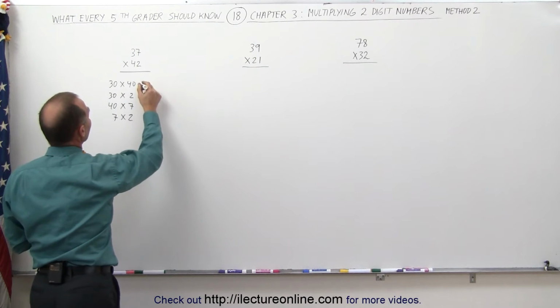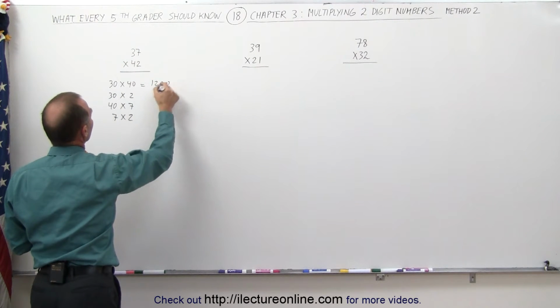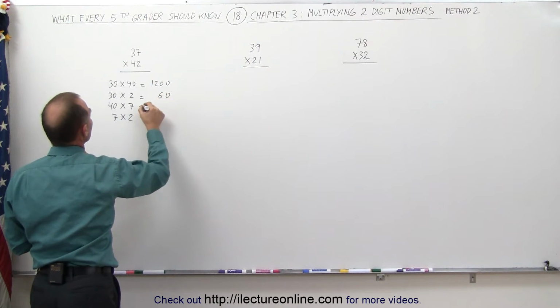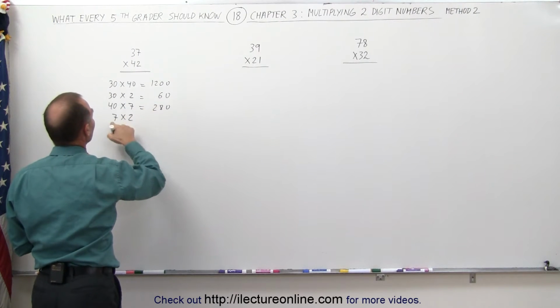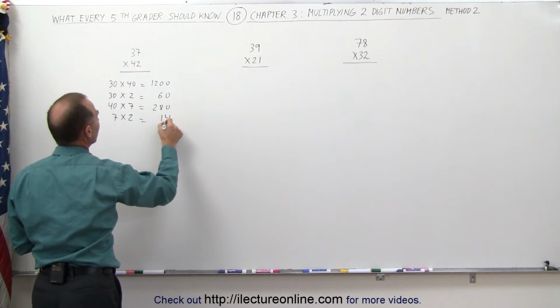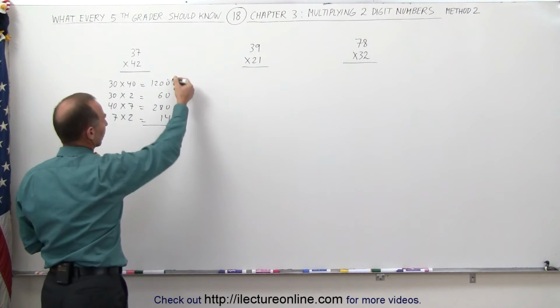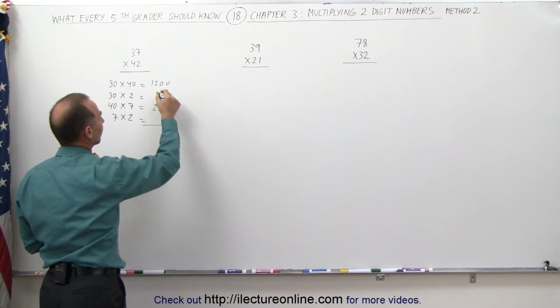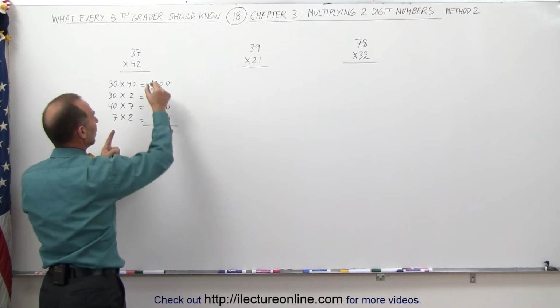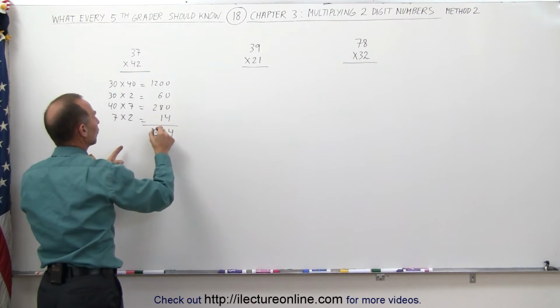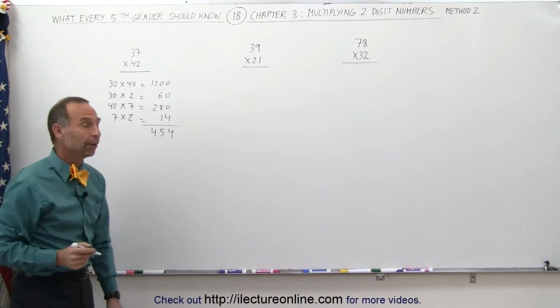So when we add that together, we get 1200. Here we get 60. 7 times 4 is 28. Add a 0, it gives you 280. And 7 times 2, which is 14. And then you add it all together. So here you get 4. 6 plus 8 is 14, plus 1 is 15. You write down the 5, remember 1. 1 plus 2 is 3, plus 1 is 4. So that would be 454.